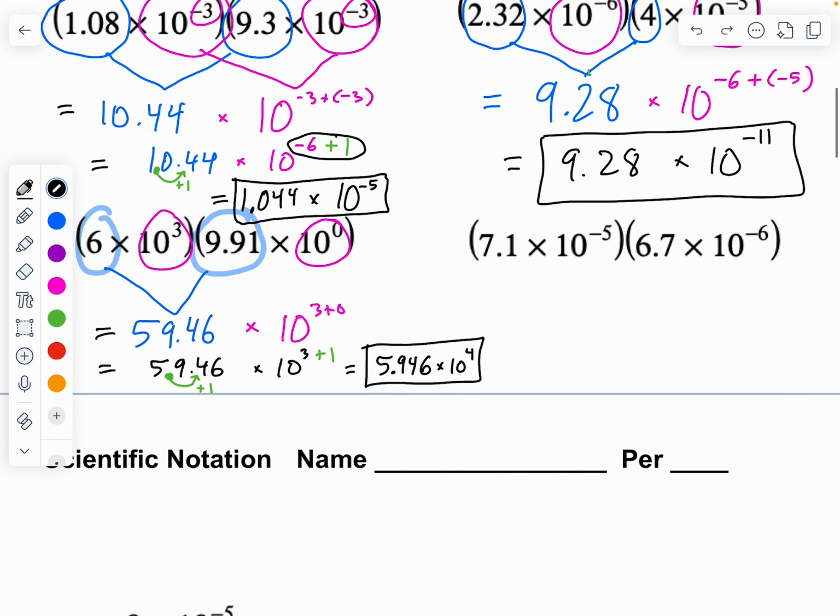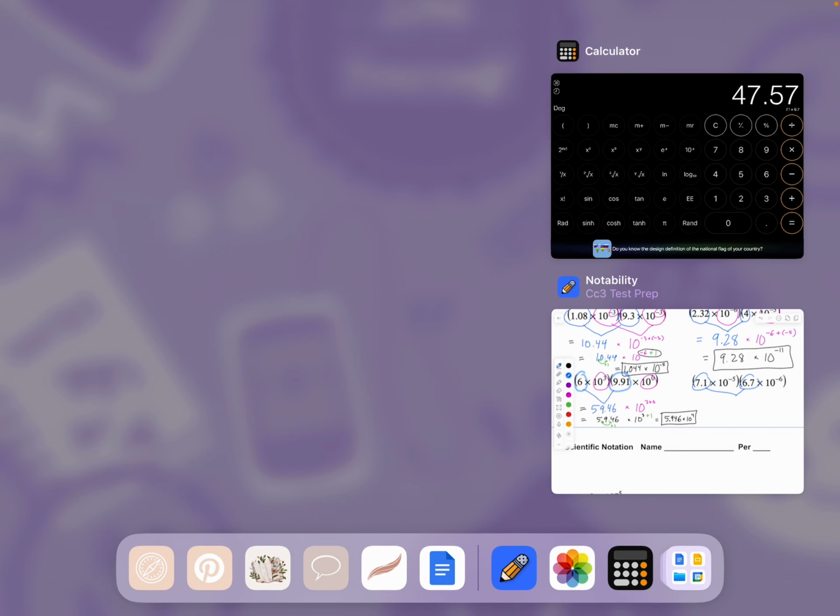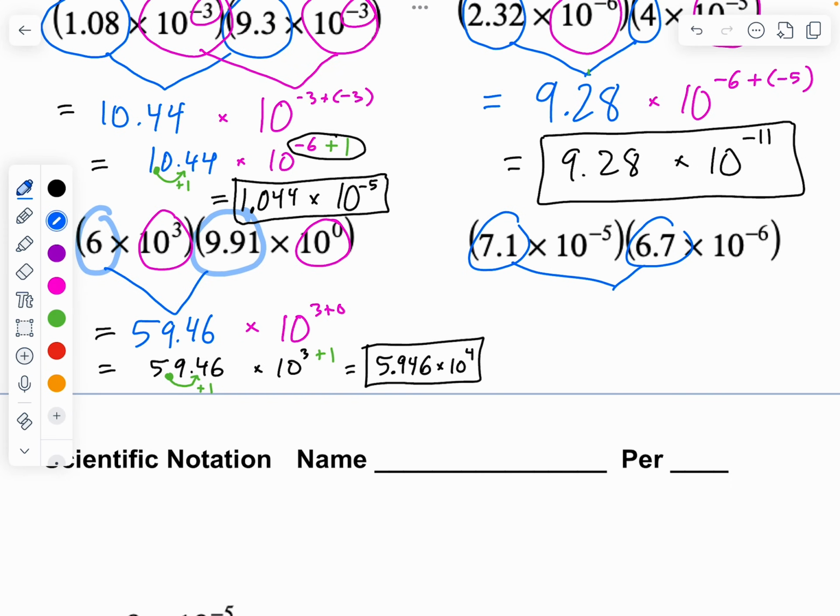Okay, next up. We got another one that's difficult. That's okay. Difficult doesn't scare us. We got this. So I'm going to multiply those two numbers. 7.1 times 6.7. 47.57. I got this. You got this as well.